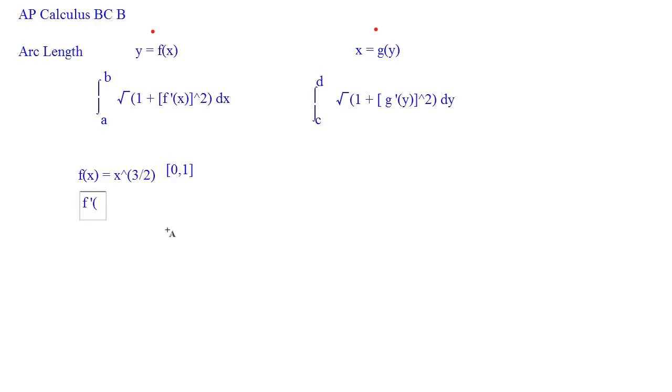Okay, so let's go ahead and differentiate it. So this would be 3x to the 1/2, all divided by 2. Okay, so remember, bring down the power, work with it. Okay, now what we're going to do is plug it in and find the integral of that, and then we're good to go to actually figure out the arc length of this actual arc over this interval.